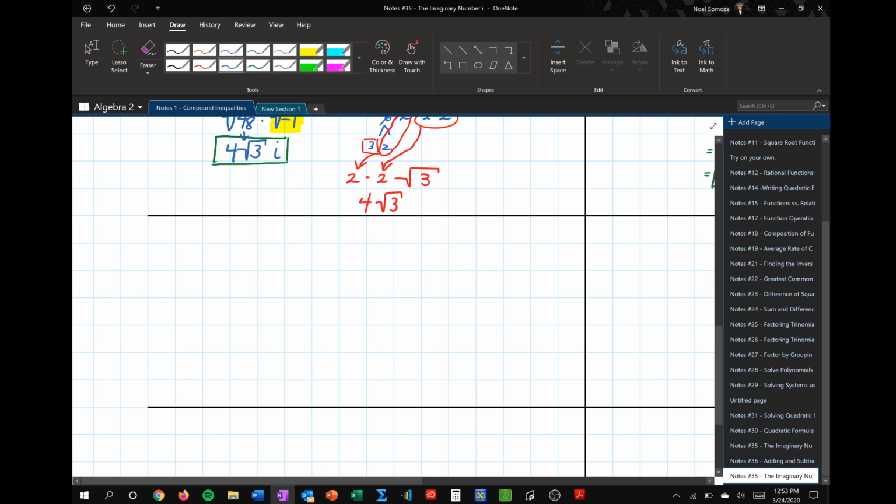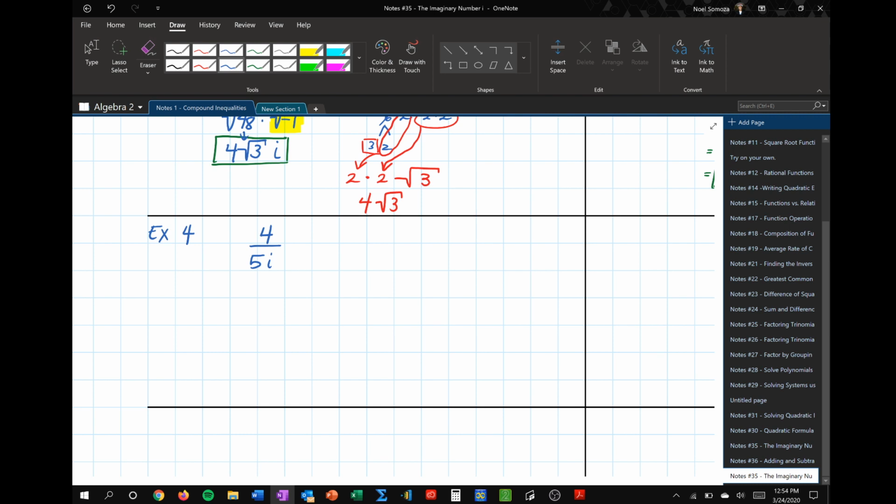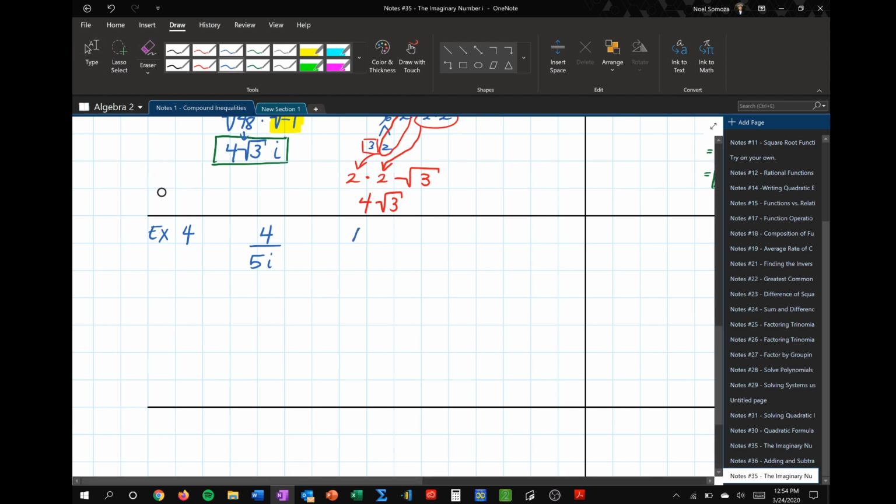Okay, so let's try example 4. And now we have a quotient. So we have 4 over 5i. Just like we don't want negatives inside square roots, we want to extract the i. Similarly, we don't want i's in the denominator either. So the whole process of example 4 is something called rationalizing, which is to say remove i from the denominator. And it's pretty simple.